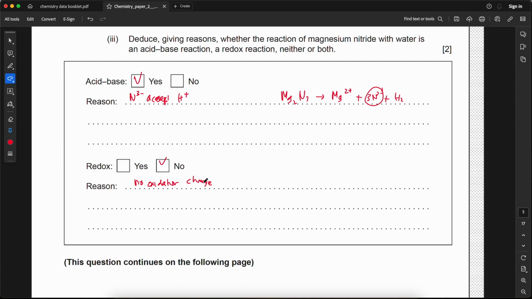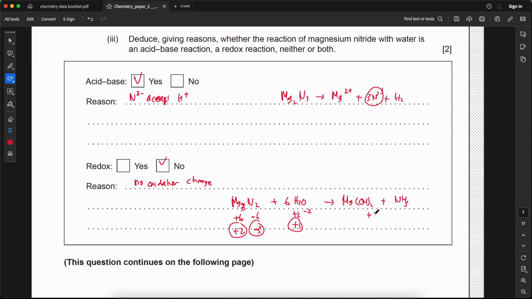number changes. Okay, let me write the reaction back. Mg3N2 plus 6H2O produces Mg(OH)2 and NH3. So in Mg3N2, Mg is plus 2 times 3, plus 6, and N2 is negative 6. So for 1 Mg, it will be plus 2, and for 1 N it is negative 3. As usual, O is negative 2, and for H2 it is plus 2, for H1 it is plus 1.